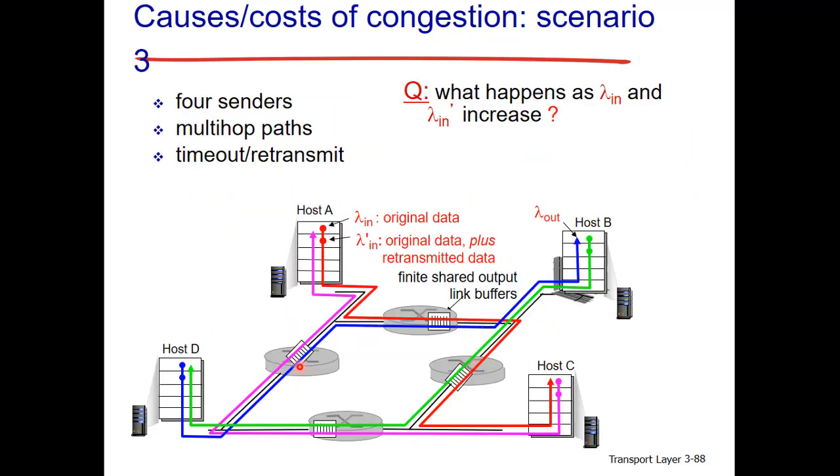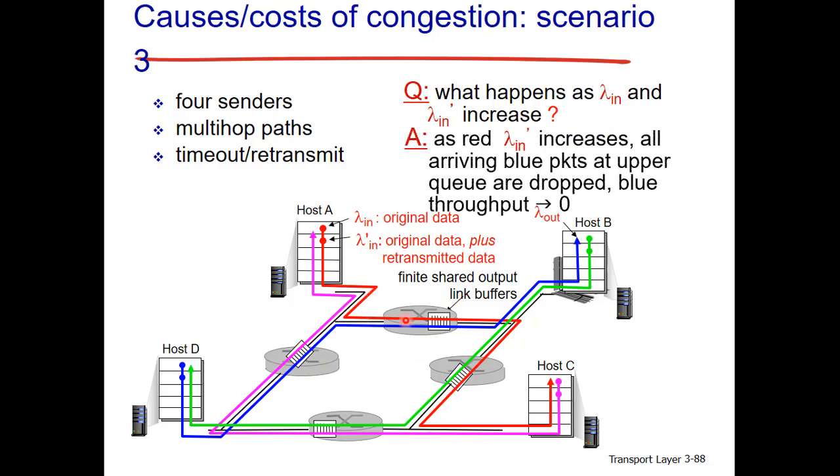Now in this scenario, let's assume that these are the hosts, and these hosts are sharing, with 4 senders, a multi-hop network with timeout and retransmit. This host is also sending data, and that is passed to this router. Once lambda in and lambda n dash increase, what is the consequence? The consequence is that there is no free buffer space available. Ultimately that results in the loss of the blue packet at the upper queue, which gets dropped, and blue throughput goes to 0.